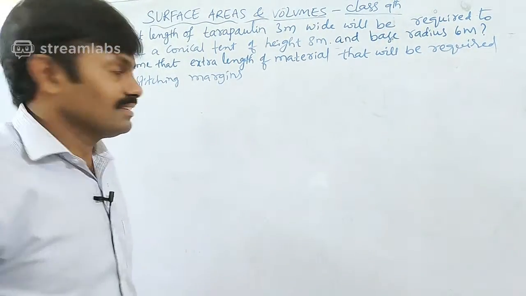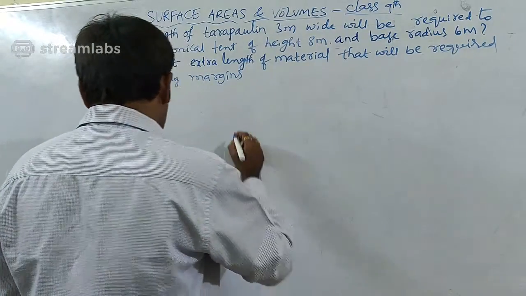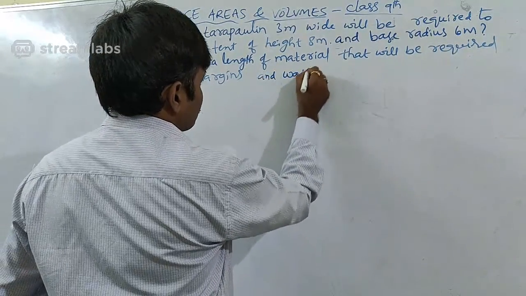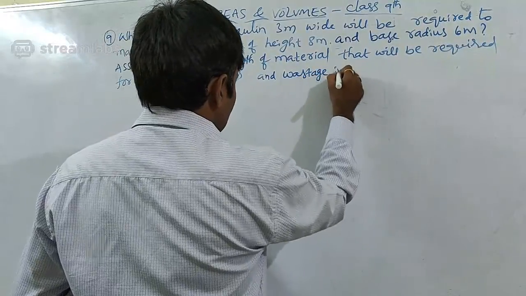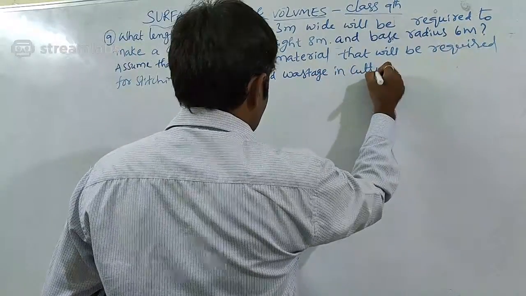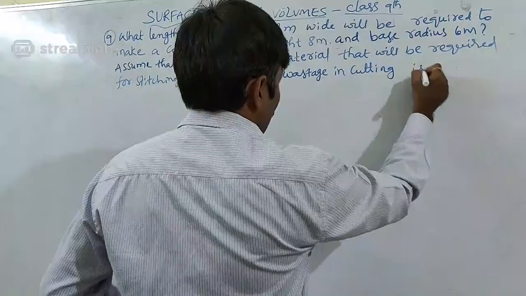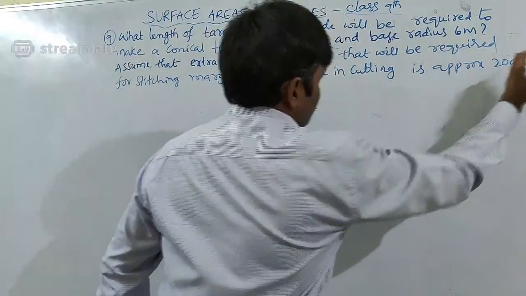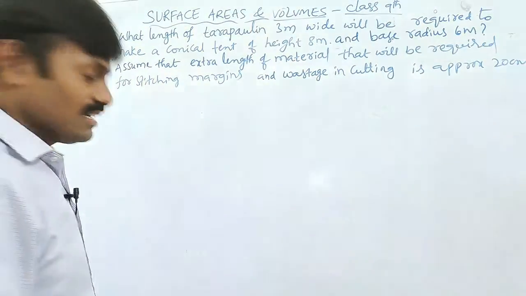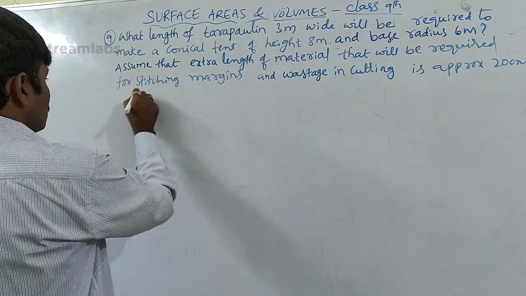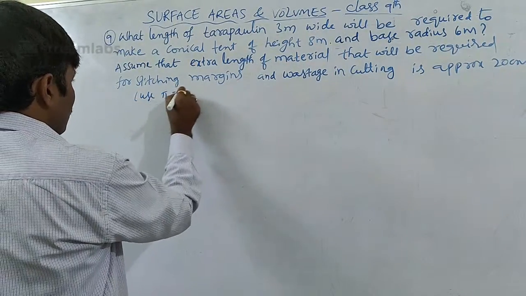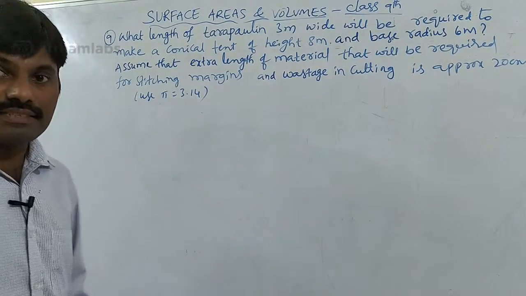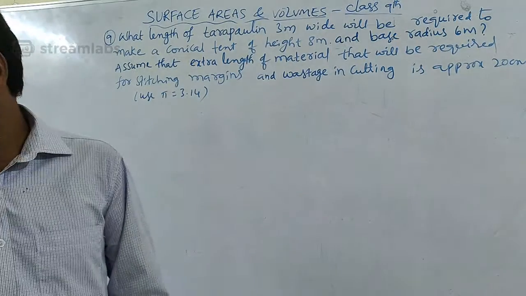Margins and wastage in cutting. It is the most important question, the last question of this session. The extra length is approximately 20 centimeters. Approximately how many centimeters is given? 20 centimeters. And they said to use the pi value as 3.14. Yes. This is the last question of this session.